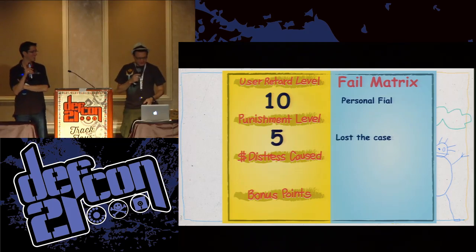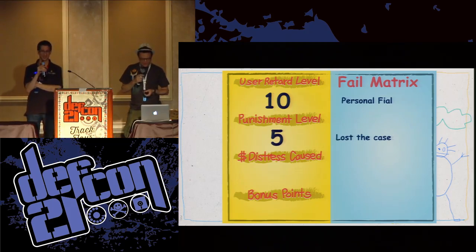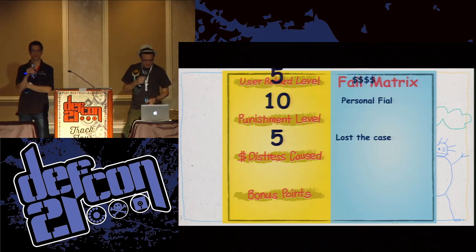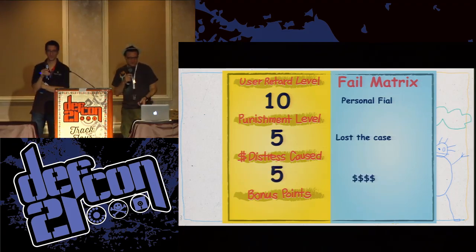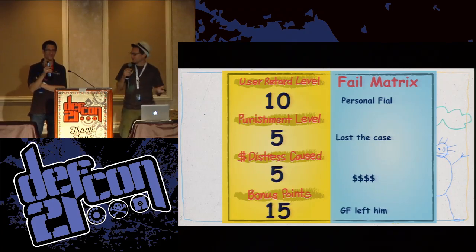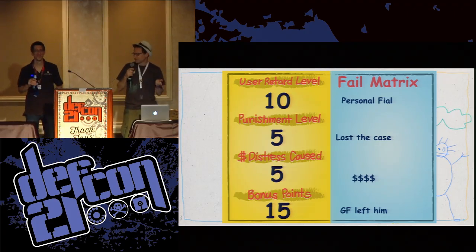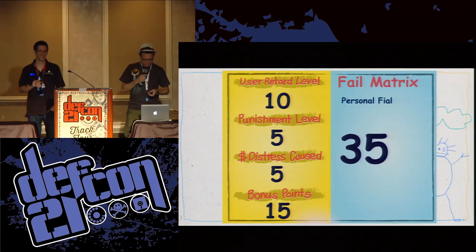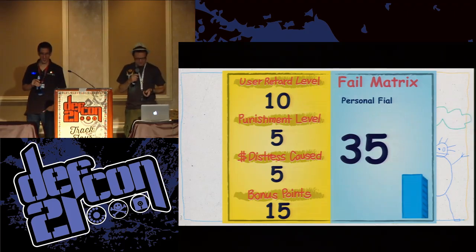All right, so the punishment level depends on what happened. So this particular guy lost the case. Dollars distress cause, let's give this one 5 points. And bonus points are just whatever I feel like doing. His girlfriend left him in this case, so he gets 35 points.